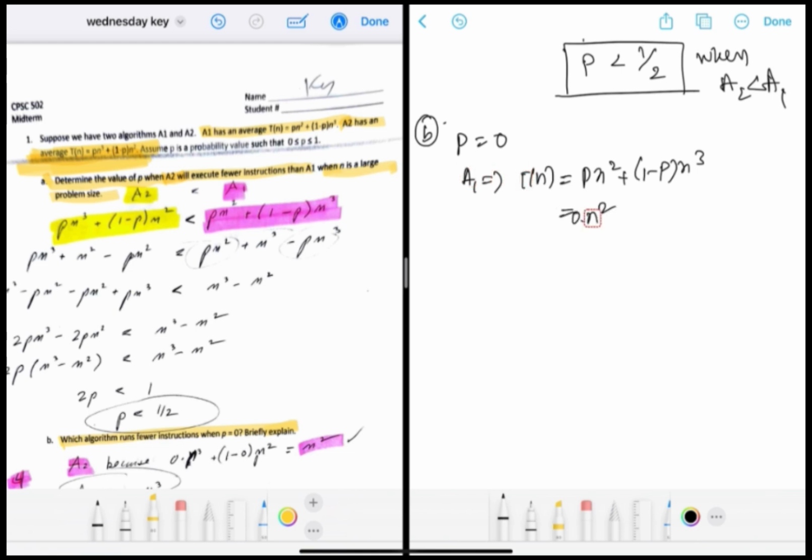So 0 times n square plus 1 minus 0 times n cube. So this is going to be 0. This is just n cube. So T of n for A1 is n cube.